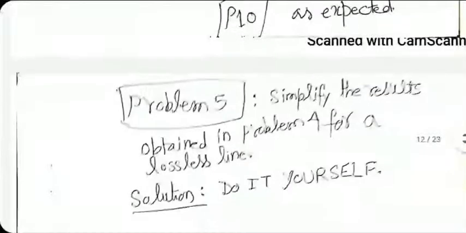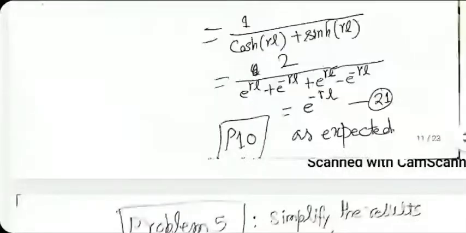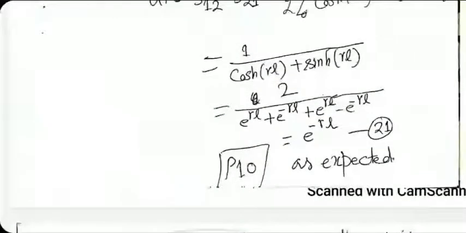So these formulas work. You can simplify these results for a lossless line by putting gamma equal to j beta. I'm sure that's easy. Cos hyperbolic and sin hyperbolic will be replaced by cos and sin functions.